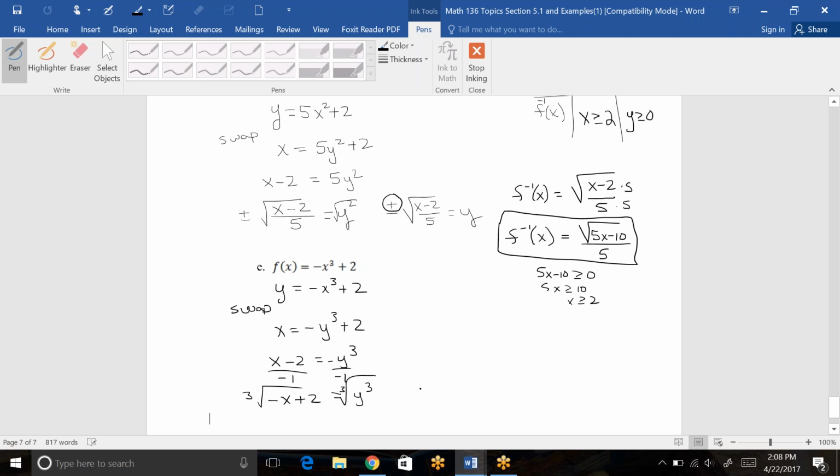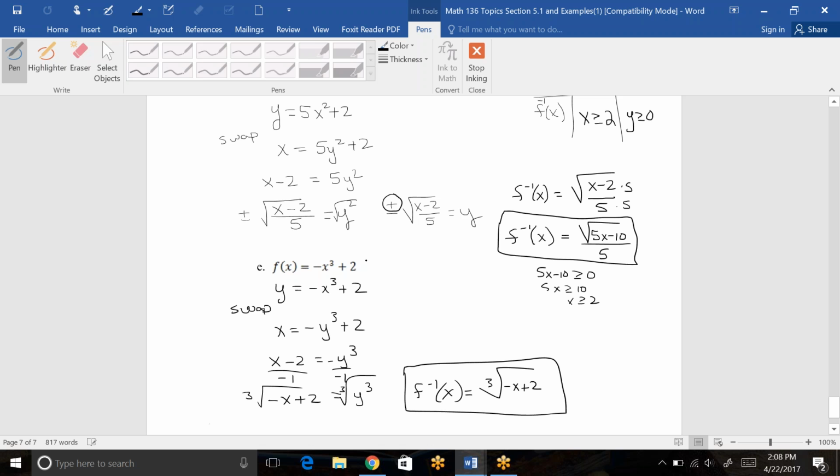Now, this means that for my inverse function, we don't need to write plus or minus when you take a cube root. Remember, that's only when you're taking an even root of both sides. So this would just be the cube root of negative x plus 2, or you can write 2 minus x. Either way would be okay. And there's no adjustments to this one because there's no denominator, so there's no radical to rationalize.